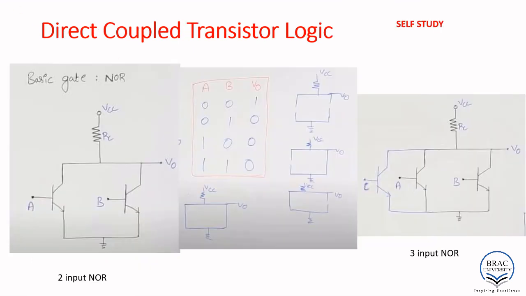This slide is for your self-study: direct coupled transistor logic. We are implementing a basic NOR gate for direct coupled transistor logic. The answer is given here for a 2 input NOR gate, how you can get the truth table, and also for the 3 input NOR gate, how you can implement it. You just need to plug in another input, that's it. So I suggest you try to solve it by yourself.